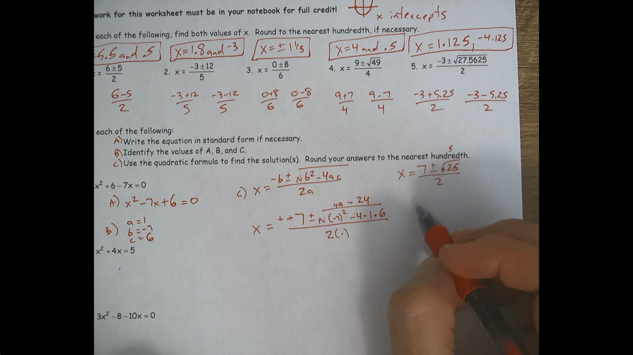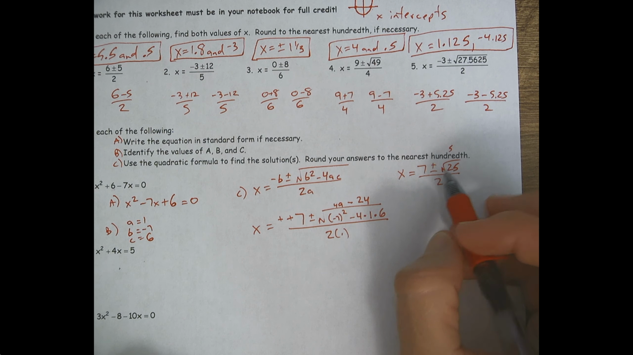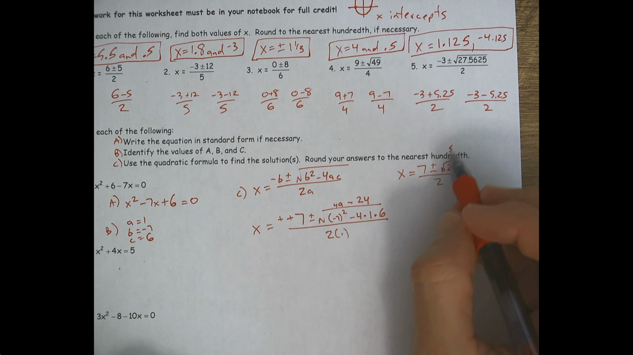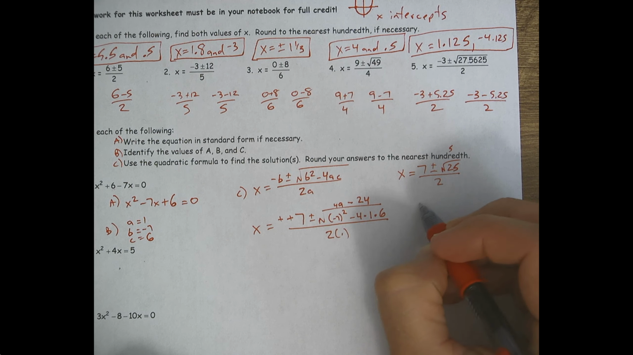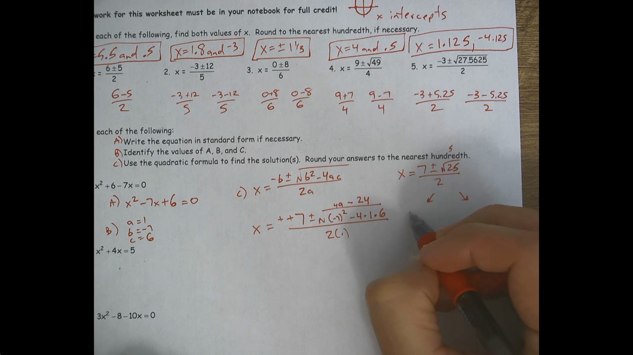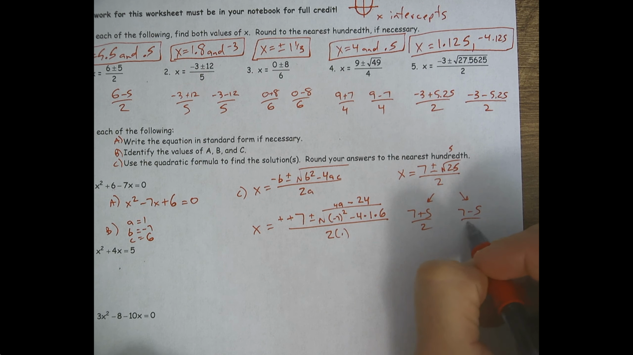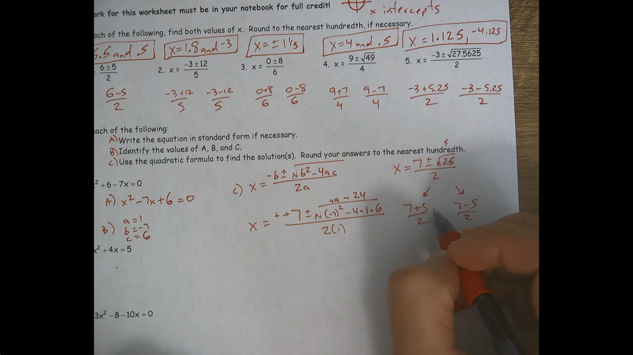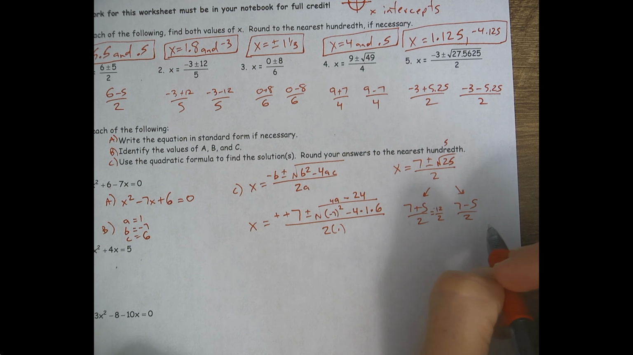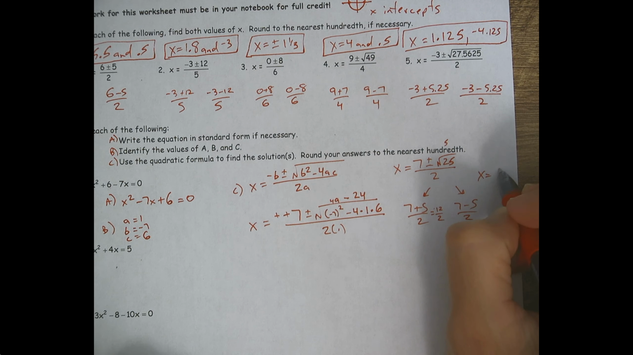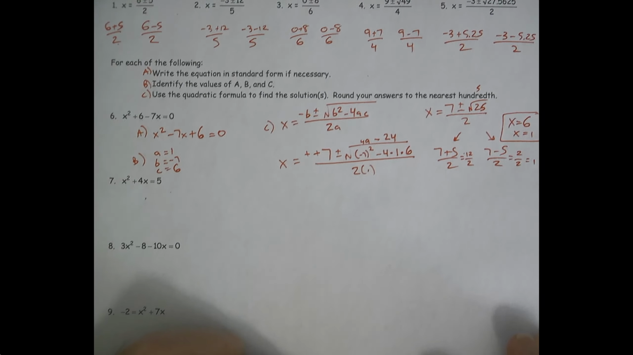So when we do split this up into 2 pieces like we did up top, it's going to be 7 plus 5 and 7 minus 5. Square root of 25, nice whole number. So we split this into 2 pieces, just like we did up top. So 7 plus 5 divided by 2, 7 minus 5 divided by 2. So here we're going to get 12 over 2, which is 6. And here we're going to get 2 over 2, which is 1. So x equals 6, and x also equals 1.